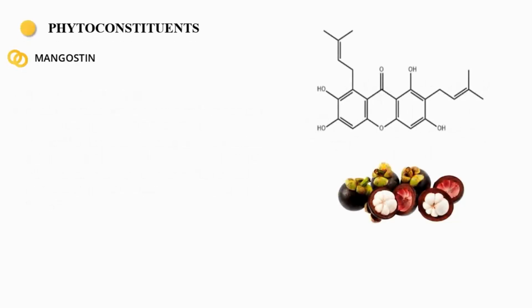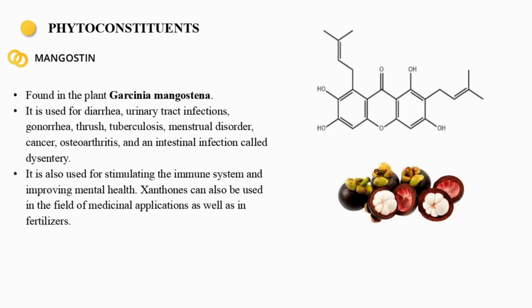The next molecule is mangostin. This molecule is found in the plant Garcinia mangostana. It is used for diarrhea, urinary tract infections, gonorrhea, thrush, tuberculosis, menstrual disorder, cancer, osteoarthritis, and an intestinal infection called dysentery. It is also used for stimulating the immune system and improving mental health.